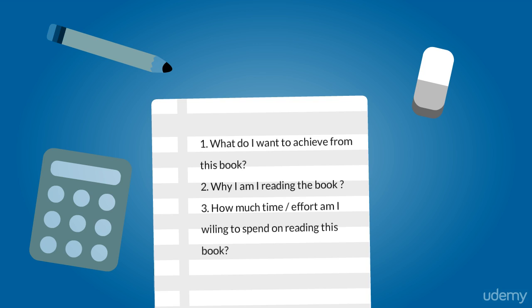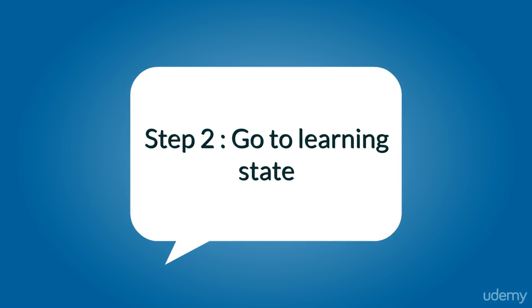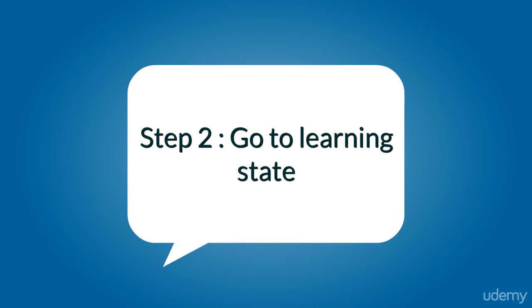The second step, go to the learning state. I have covered this in detail in the previous lesson. You must go to the learning state or the alpha state before you read any book. The time it takes you to go to the learning state, between 1 second to 20 seconds. But remember, this is a normal time if you are already trained to go to the alpha state. So please do the drills recommended.